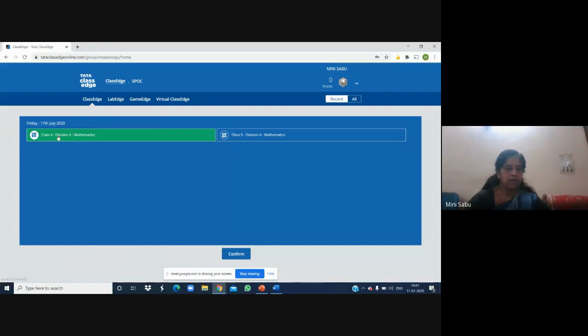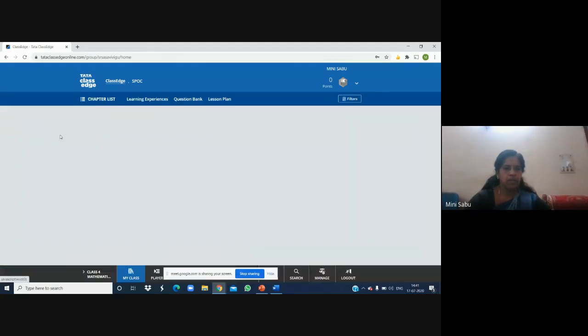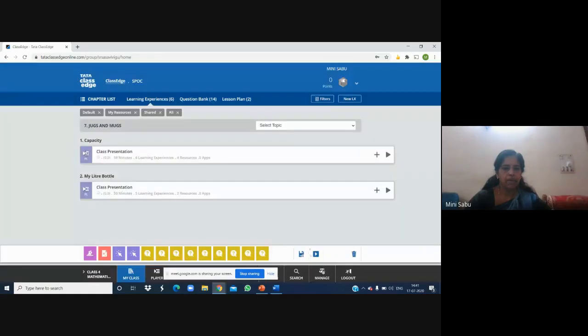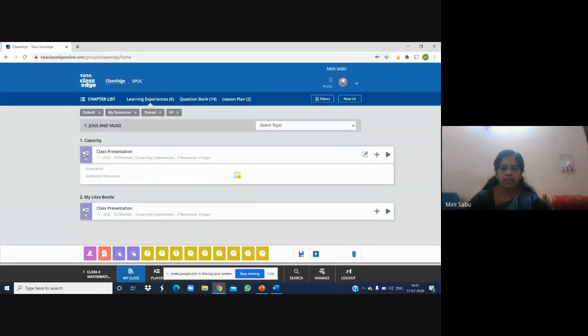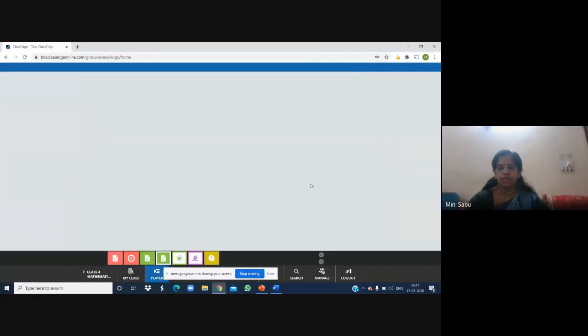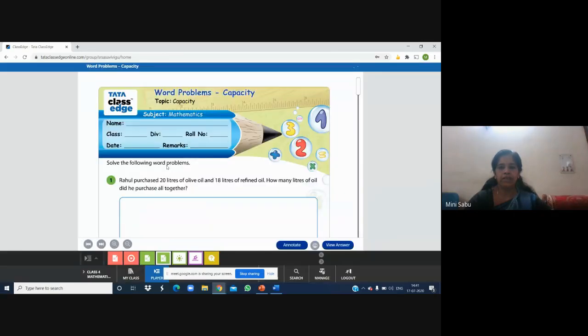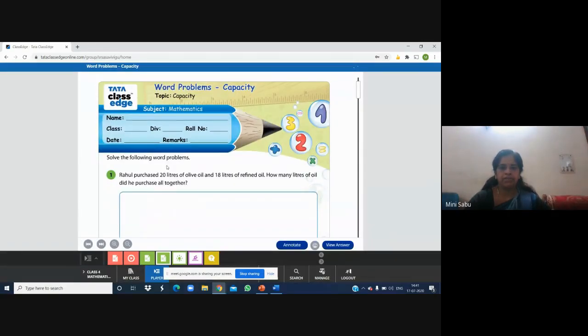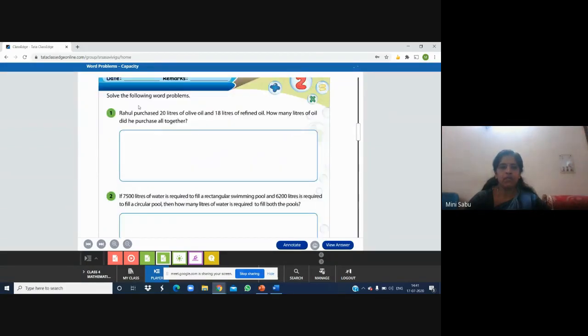Our chapter is coming now. Okay. We are going to capacity, and here in capacity there are some word problems. But actually these word problems you will feel very simple now. Okay. Still then we can go through. Word problems, capacity. Solve the following word problems. First one. Rahul purchased 20 liters of olive oil and 18 liters of refined oil. How many liters of oil did he purchase all together?